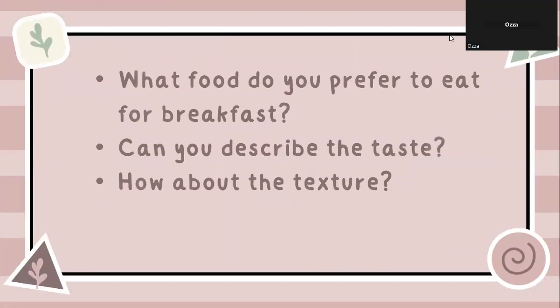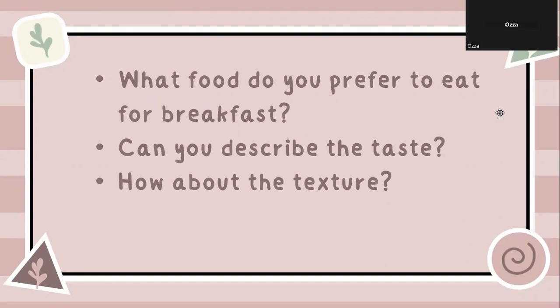So first, before we go to our material, I have three questions. First, what food do you prefer to eat for breakfast? And can you describe the taste? And how about the texture? Before you answer my questions, I would like to answer based on my opinion.